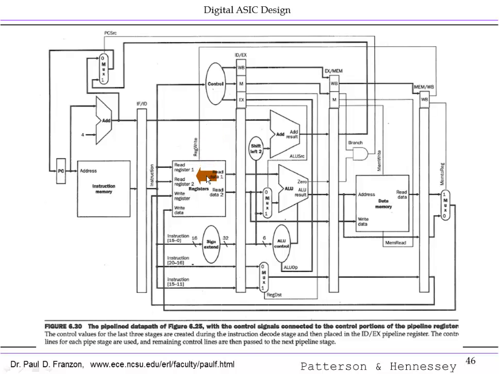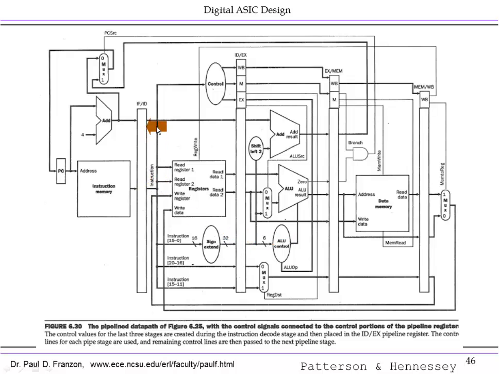In this next stage, we're reading from the registers. Those reads, A and B, go into here. We're actually going to use the sign extension part of the instruction for address calculations later, so we have to put that into a pipeline register to preserve it for the next stage.